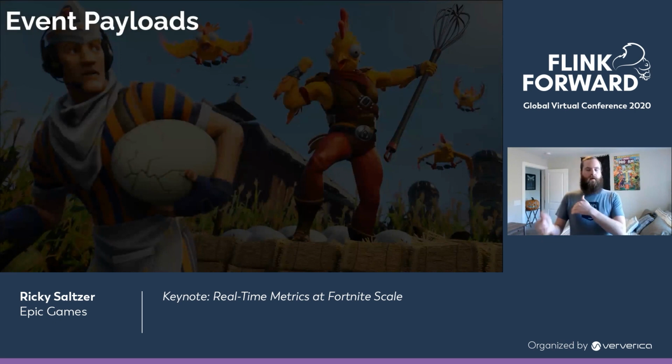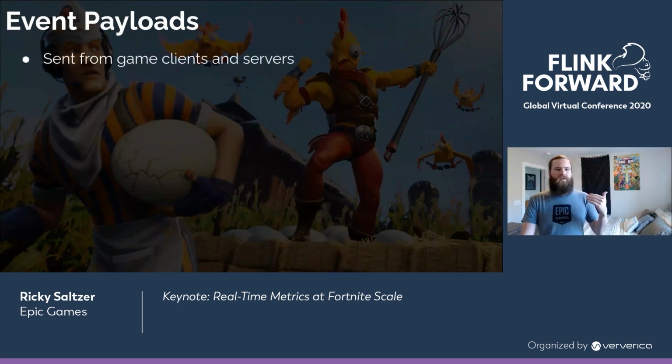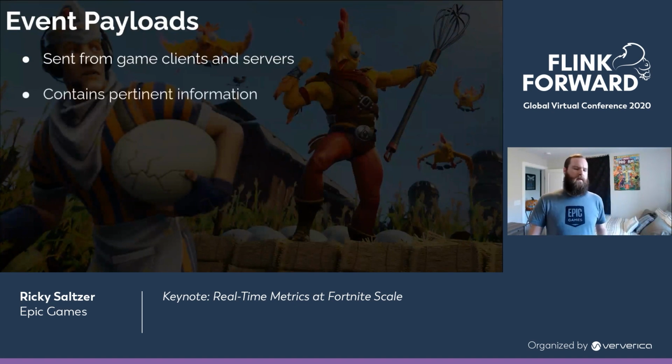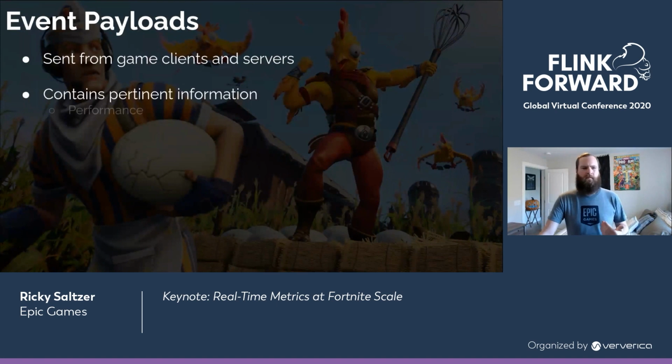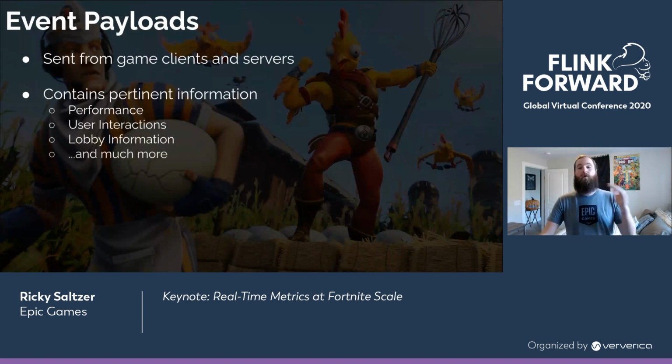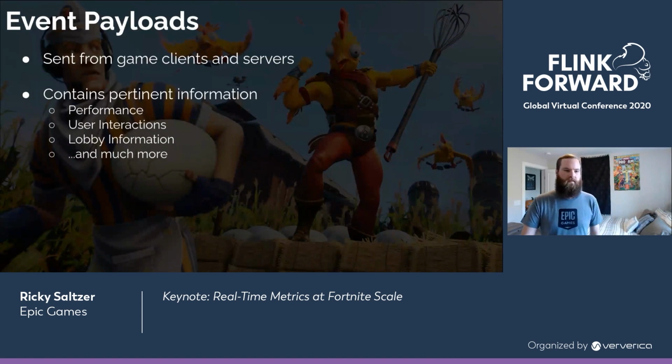So, talking about event payloads, what would an event payload look like in a video game like Fortnite? Well, the payloads are sent from game clients and servers. A game client could be a PlayStation, Xbox or Switch, and then there are the servers which are hosting the games. The events contain a lot of pertinent information, like performance data, user interactions, lobby information, and a whole lot more. And we continue to add more information upon every release.